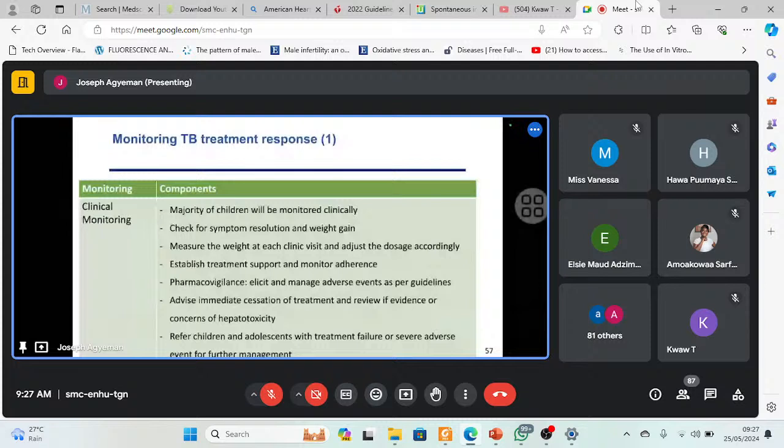Of course, this means that we are winning because one of the key goals of therapy is to what? Clear the signs and symptoms. And of course, in TB, weight loss is there. So if it reverses and we get weight gain, then it means that we are enjoying efficacy.